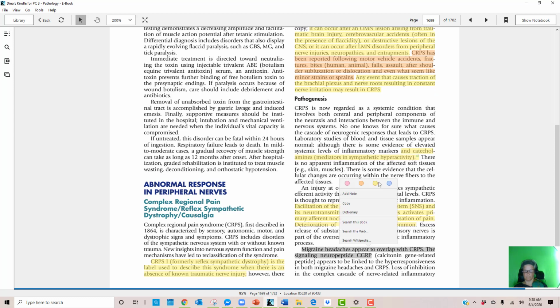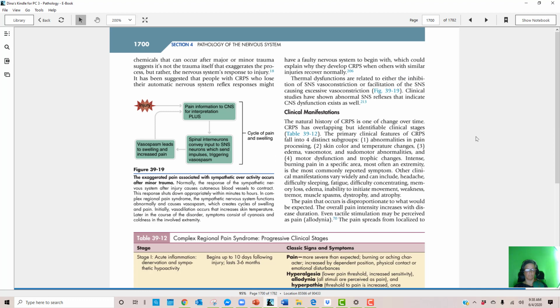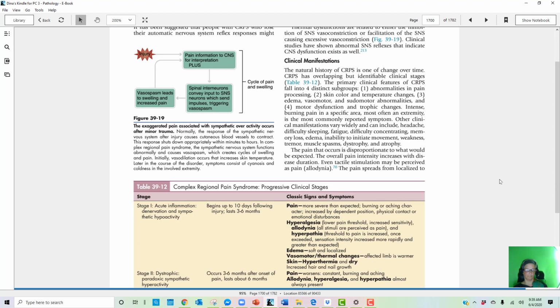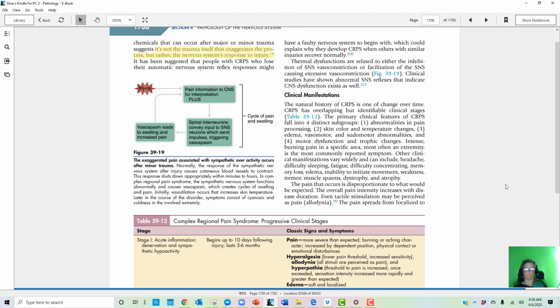Loss of inhibition in the complex cascade of nerve-related inflammatory chemicals that can occur after major or minor trauma suggests it's not the trauma itself that exaggerates the process, but rather the nervous system's response to injury. It has been suggested that people with CRPS who lose their autonomic nervous system reflex responses might have a faulty nervous system to begin with, which could explain why they develop CRPS when others with similar injuries recover normally.